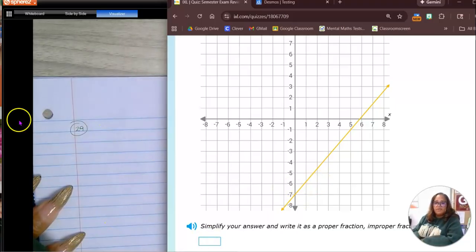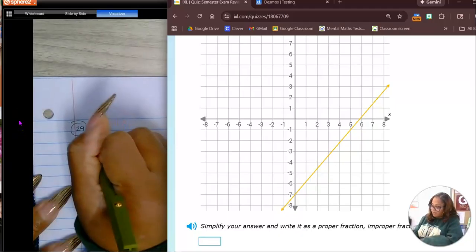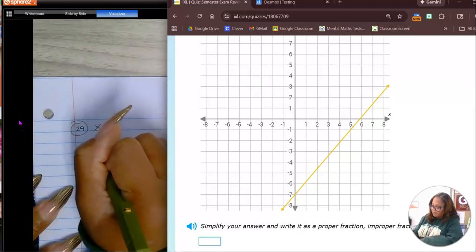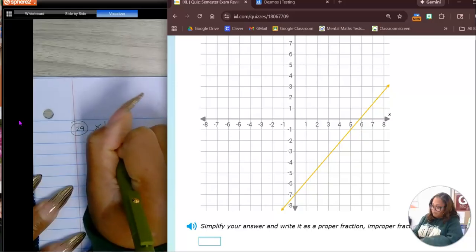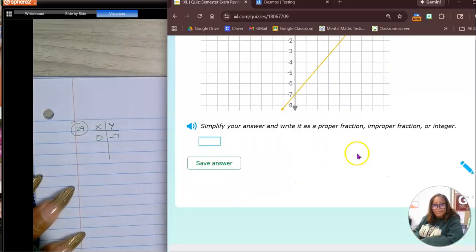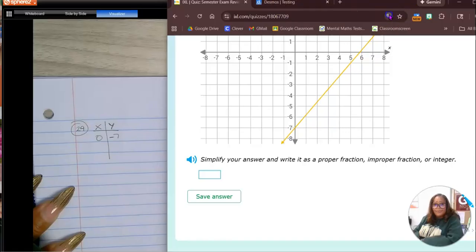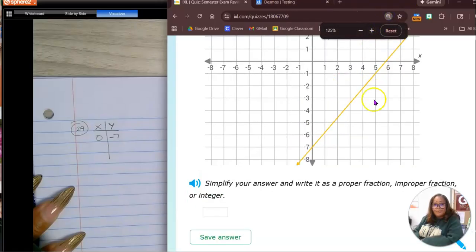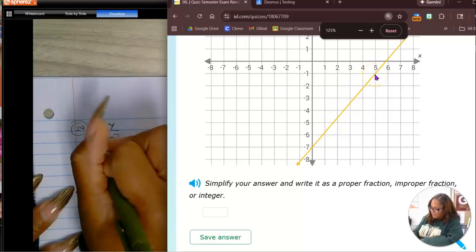All right, 0, -7 is one of them. And then, that's not a friendly point. Dang, where's another friendly point? Hold on, let me zoom in. 0, -7. Oh, boom, right here. 5, -1.